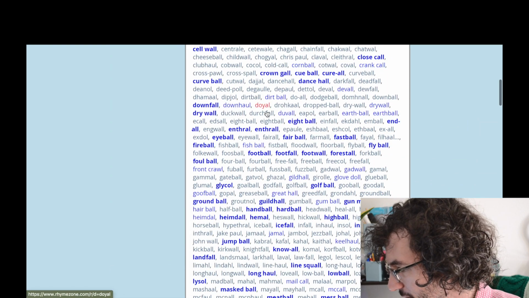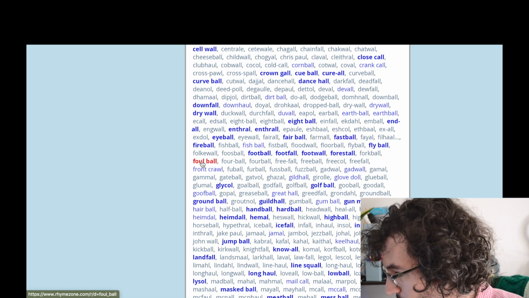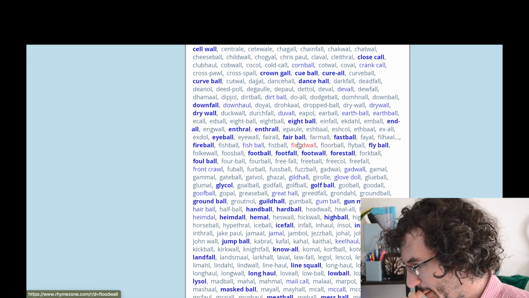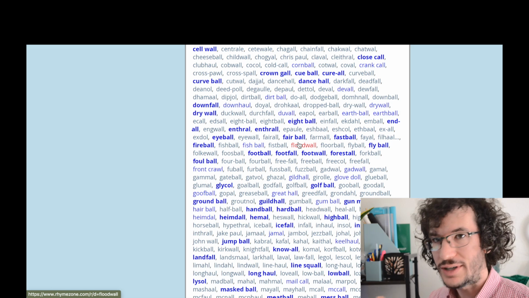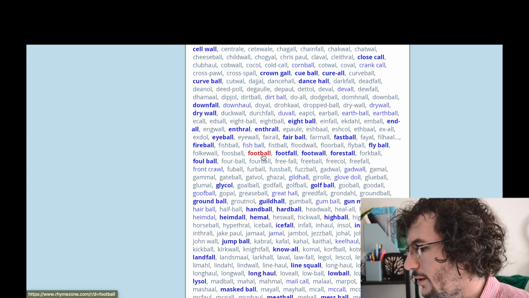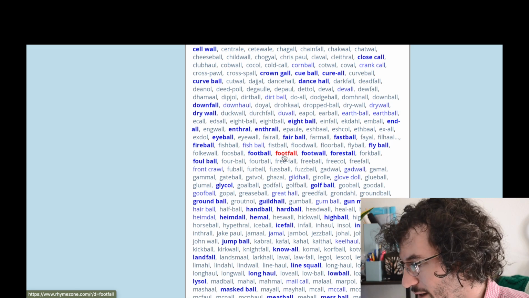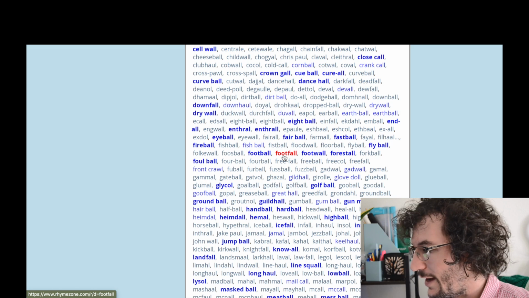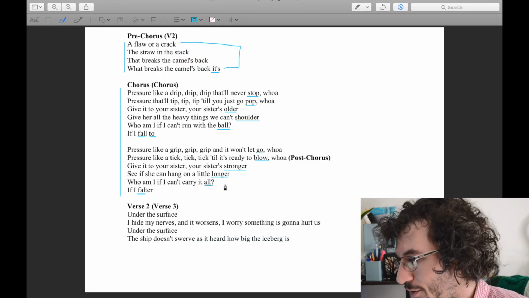And if we get down to F, we have fair ball, fastball, football, footfall, right? Falter doesn't show up because the whole word doesn't rhyme with "all." Now that's also true for things like football and footfall, but nonetheless, I think it's because the rhyme comes at the beginning of the word that it doesn't show up in Rhyme Zone. So how does this work, right?